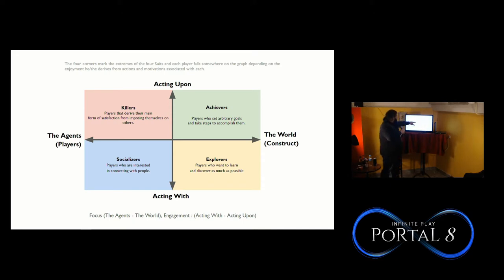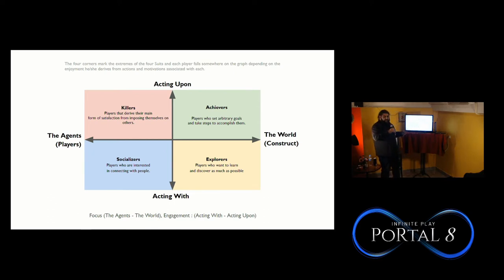You have focus here, across, agents, the world, and engagement on the vertical axis, acting upon, acting with. On the four corners are basically the extremes, like people who only derive enjoyment by acting upon the world here, and people who only gain enjoyment by acting with the agents here. And you can be anywhere on the spectrum, like close to the center.